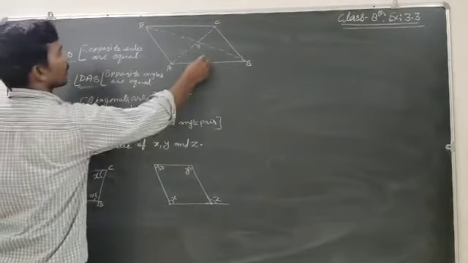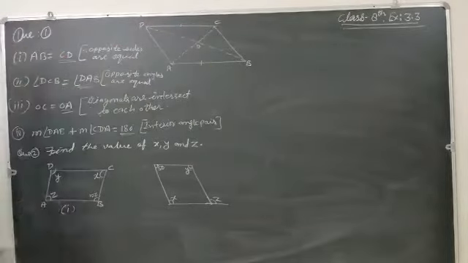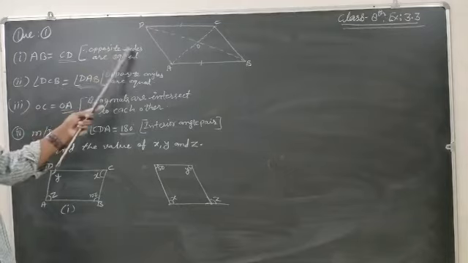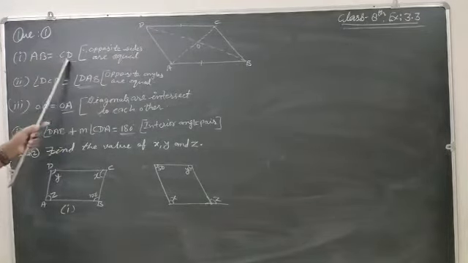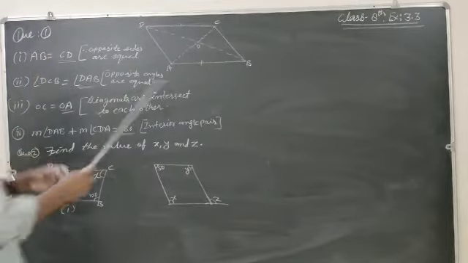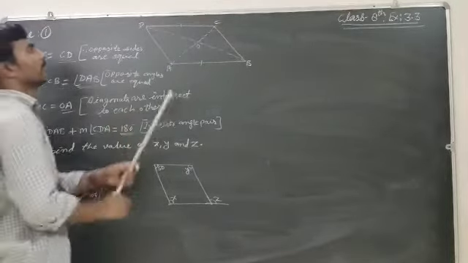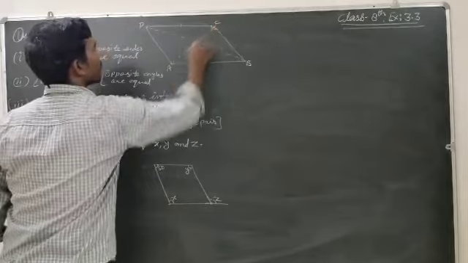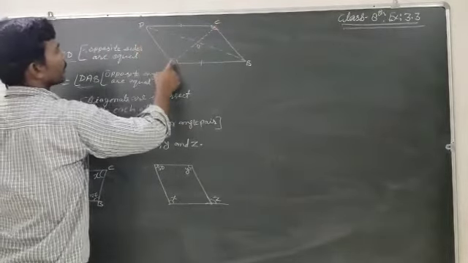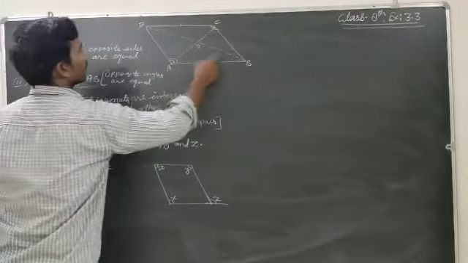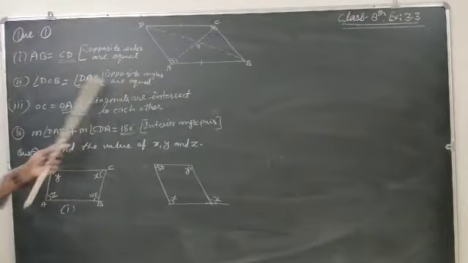AB side is equal to CD, because opposite sides are equal in parallelograms. So AB equals CD. Angle DCB, and this angle is equal to this angle. The name of this angle is DAB, because opposite angles are equal.